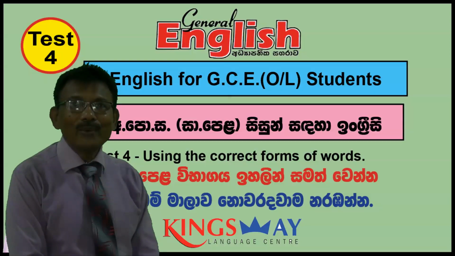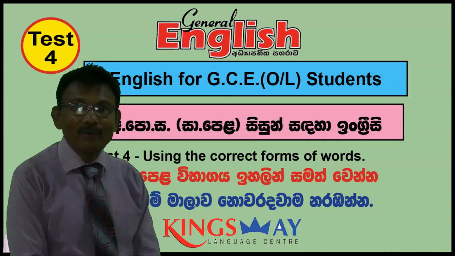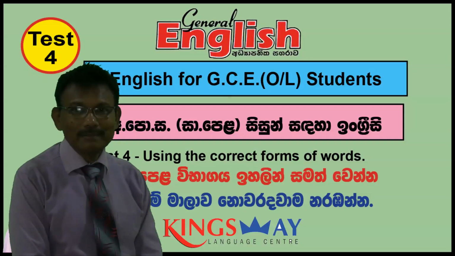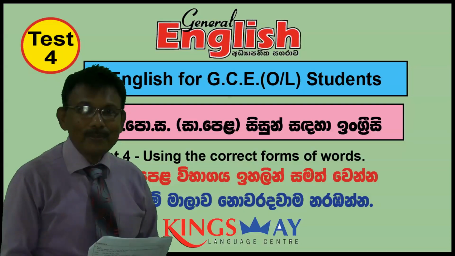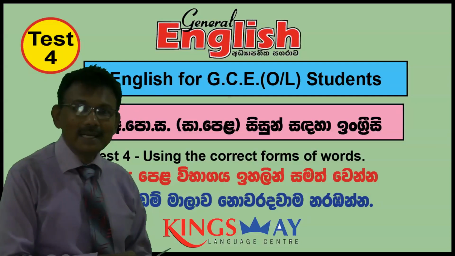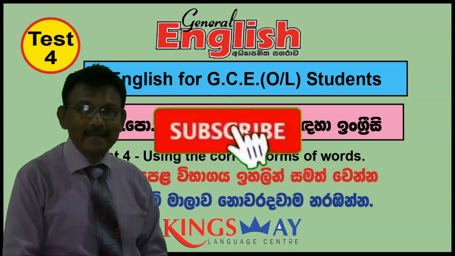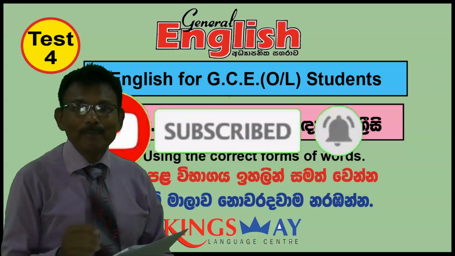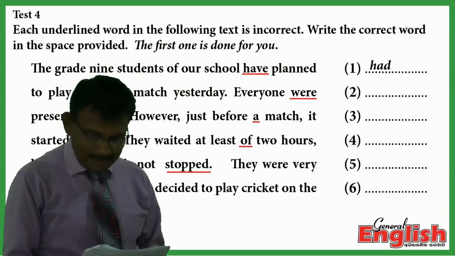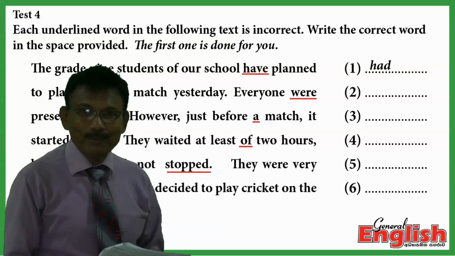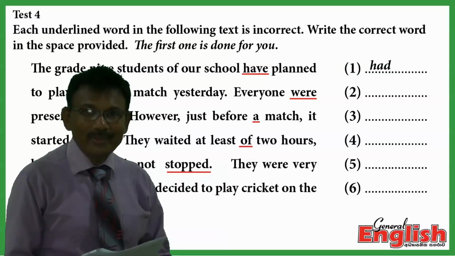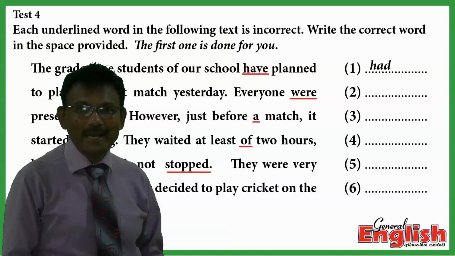Today we are going to do test 4 of the 2019 GCE Ordinary Level Examination paper. In the past lessons, we have already discussed test 1, 2 and 3. Today we are going to do test 4. If you have a paper, you can keep it in front of you and listen to me. If not, you can just watch the video. In the video, I will show you the question as well.